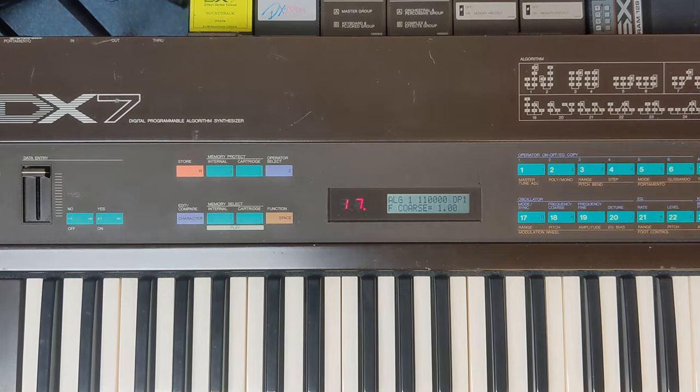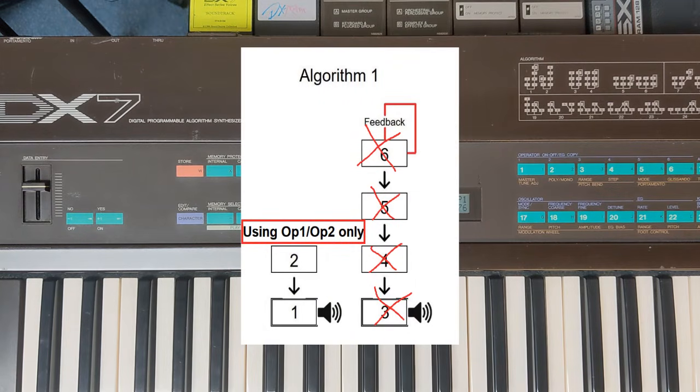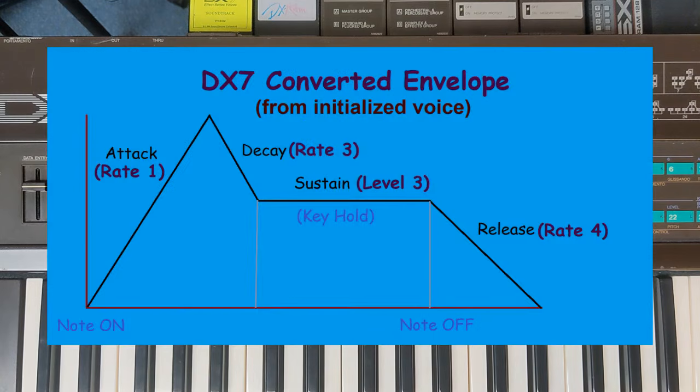So hopefully that will get you started on some DX7 programming. The same principle applies, as I said, to all the operators. And that's it. I'm going to play some little patch demos now, and I'll make the patch sheets available. But that's basically it. Attack is rate 1. Decay is rate 3. Sustain is level 3, and release is rate 4.